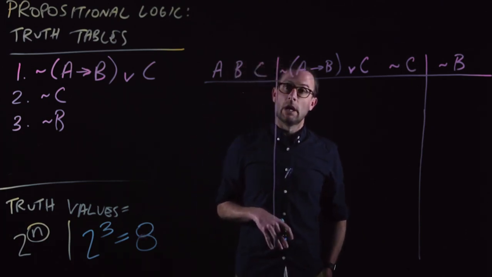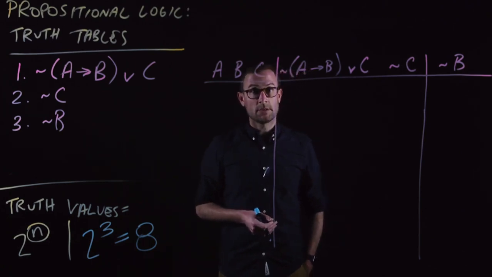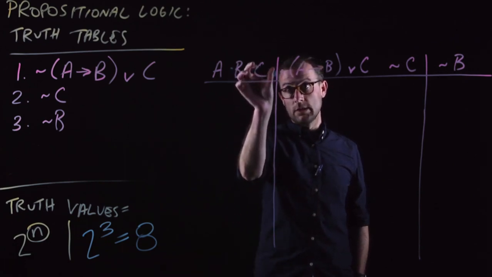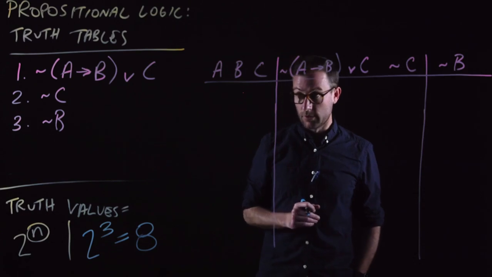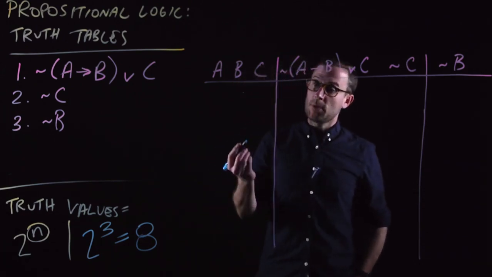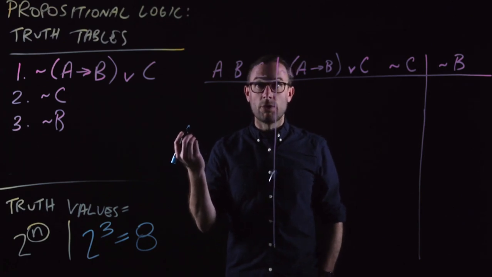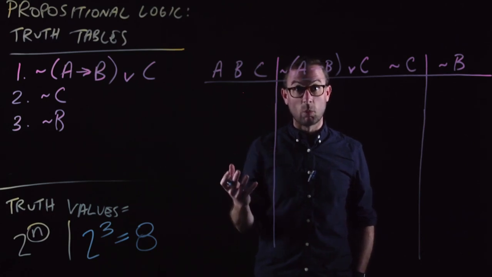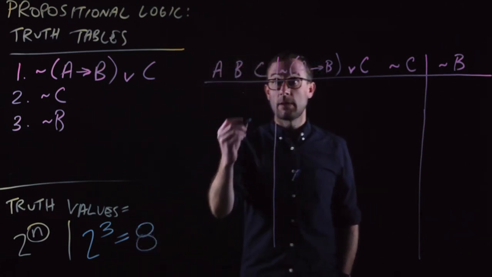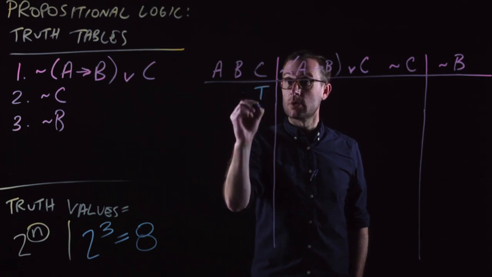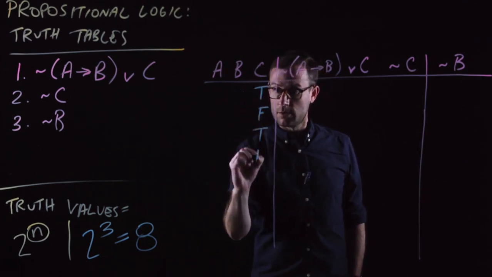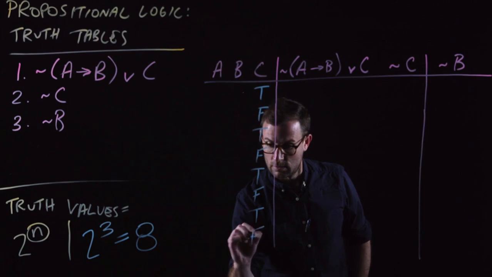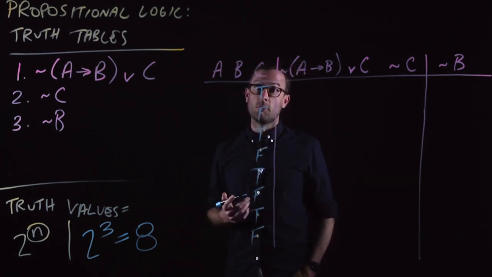We know that there are going to be 8 rows of combinations of truth values, and like we did in the modus ponens truth table, I'm going to start with the letter variable closest to this vertical line. I'm going to do like I did with the 4-row truth table. For C, I'm going to apply truth values alternating by 1s until I get to 8. So alternating by 1: true, false, true, false, true, false. I have 8 truth values now for C.